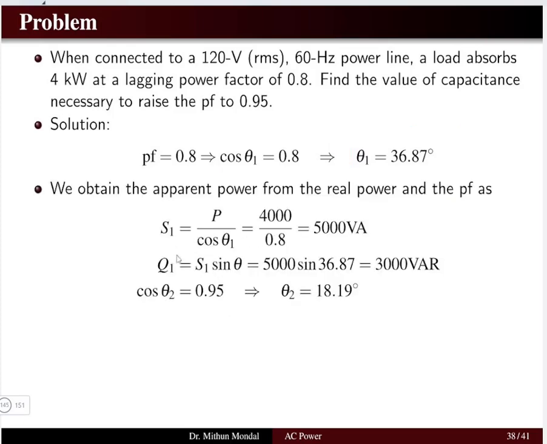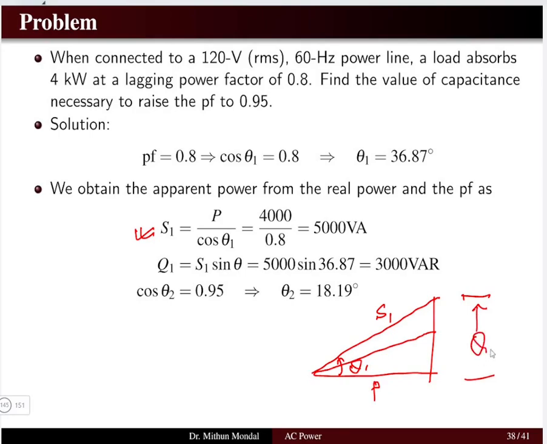Now you can determine the complex power S1. Initially we have drawn the triangle concept, so let us draw it again. Your triangle is like this. This is S1, which is operating at an angle of theta 1 with the real power constant P, and the reactive power here is Q1. So S1 is equal to P divided by cos theta 1. You will get 5000 volt ampere. So S1 is operating at 5000 volt ampere. Now the reactive power Q1 is S1 sine theta 1, which is 3000 volt ampere reactive.